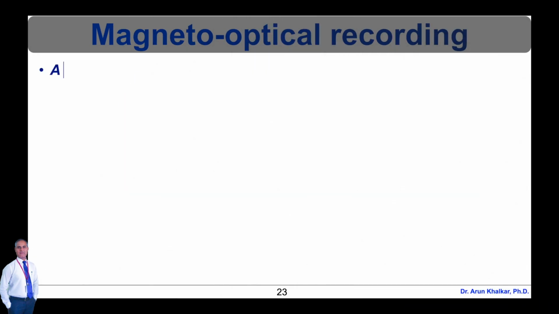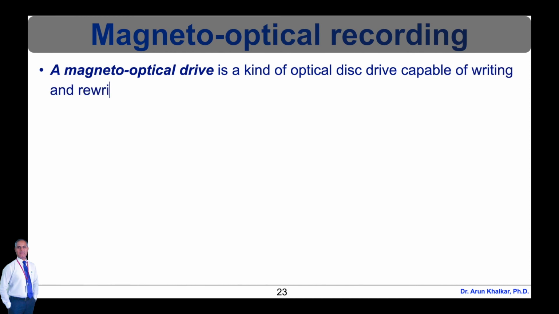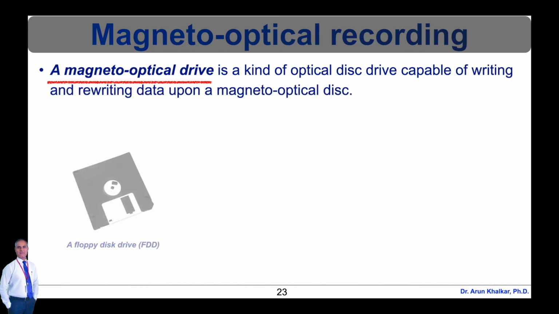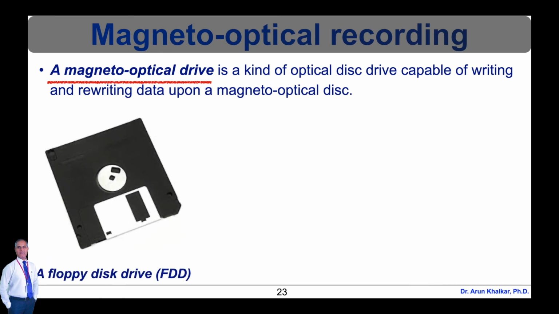Now let's see what a magneto-optical drive is. It is a kind of optical disk drive capable of writing and rewriting data upon a magneto-optical disk. A floppy disk is a type of disk storage composed of a thin and flexible disk of a magnetic storage medium in a square or nearly square plastic enclosure lined with a fabric that removes dust particles from the spinning disk. Floppy disks are read from and written to by a floppy disk drive, that is FDD.